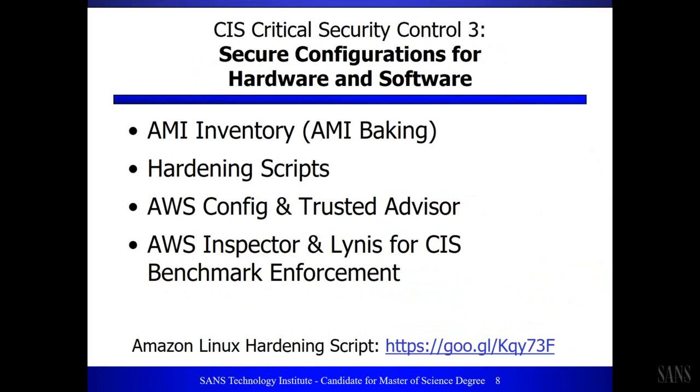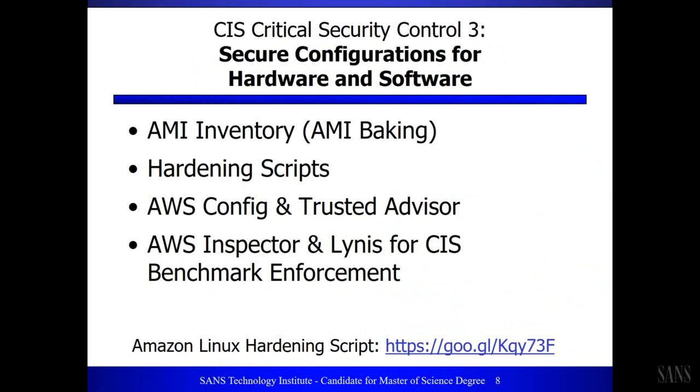AWS lets you create an image called an AMI, Amazon Machine Image, from which to launch EC2 instances. This slide contains a link to a sample EC2 hardening script that you can use to bake an EC2 instance. Configure your policies so that users can only launch approved and hardened AMIs and not just any old thing from the AWS marketplace.